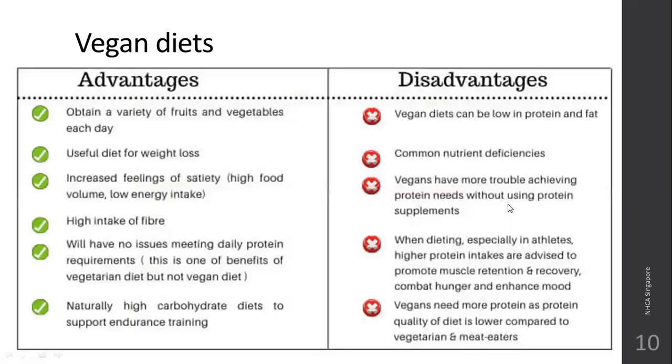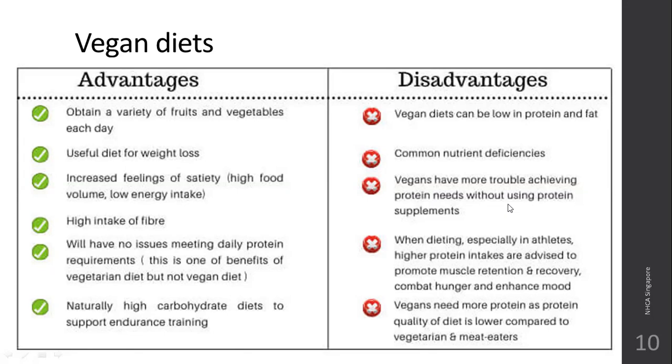So, advantages and disadvantages of the vegan diet. Advantages we'll see first. A variety of fruits and vegetables is available. Ideal for weight loss. Increased feeling of satiety because you are eating a bulk of food, and along with that, low calorie. Bulk is more, but low calorie, so you feel full for a long time. High fiber intake. And if you know your vegan diet well, if you know the plant protein well, you will not have any issue maintaining the daily protein requirement.